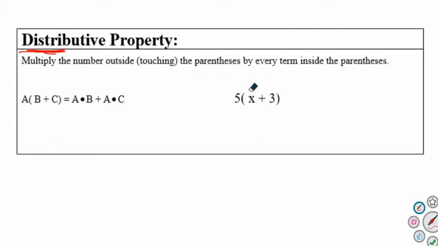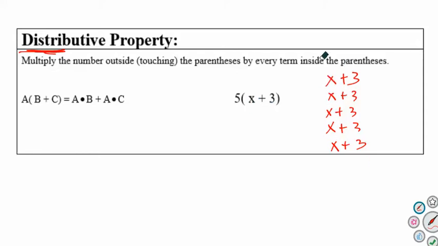So that means I have 5 groups of this. So it actually looks like this. So I have 5 groups of these. Okay, just like if I said 5 times 6, that means I have 5 groups of 6. Okay, so this is what this means. I have 5 groups of x plus 3. 1, 2, 3, 4, 5.